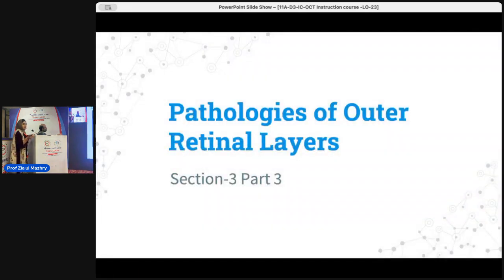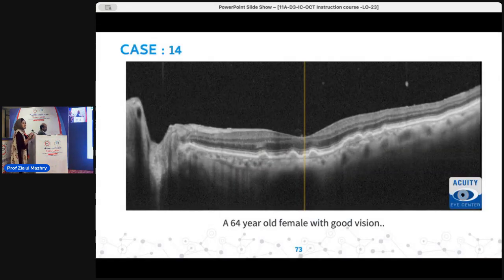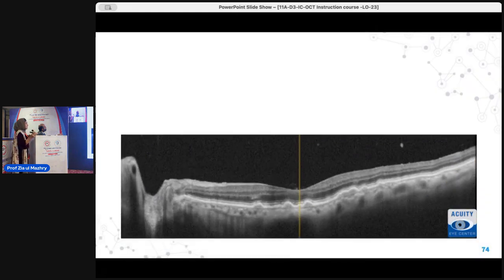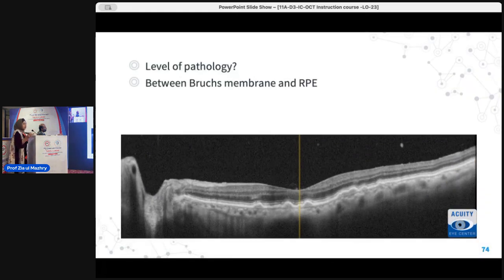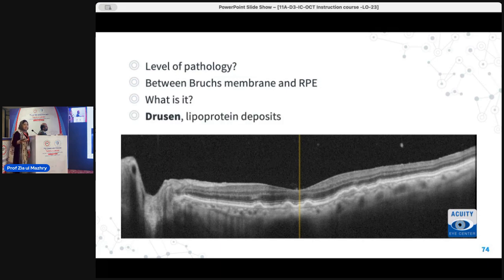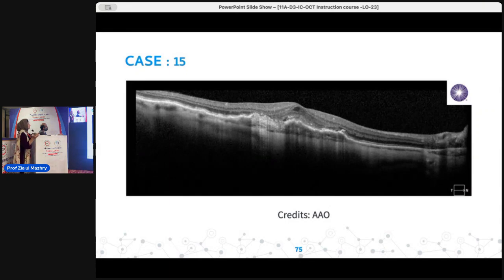अब हम मूव करते हैं pathologies of the outer retinal layers के ऊपर. This is a 64-year-old female that came to us for an eye exam. So we did the clinical examination and the OCT of the patient. Can anybody name where is the pathology? RPE. Yes, it is beneath the RPE. Here you can see. So beneath the RPE, these are the lipoprotein deposits which are drusen. These are drusen that are present between Bruch's membrane and RPE. Here you can see. This patient did not have any decreased vision. These were the drusen present, and I just wanted to show this OCT to you, that how drusen look on OCT.